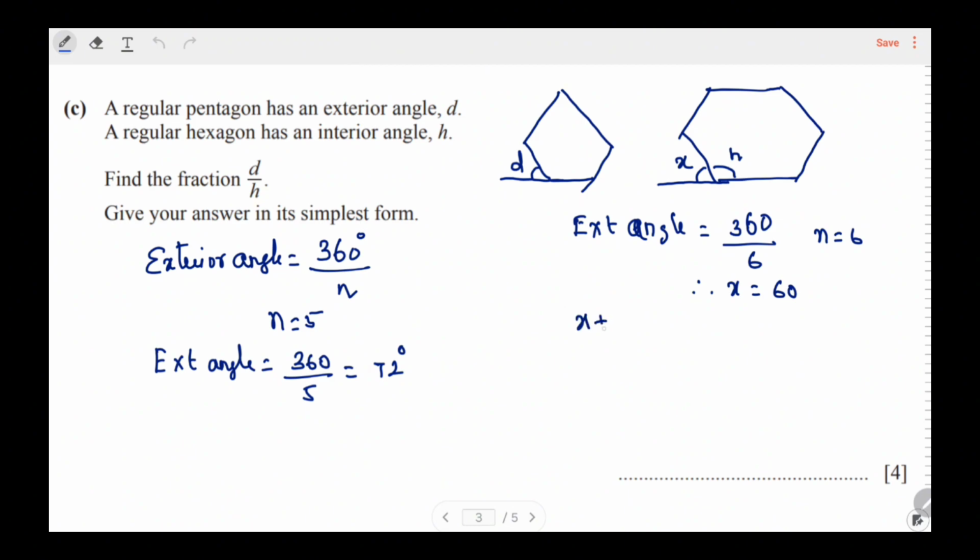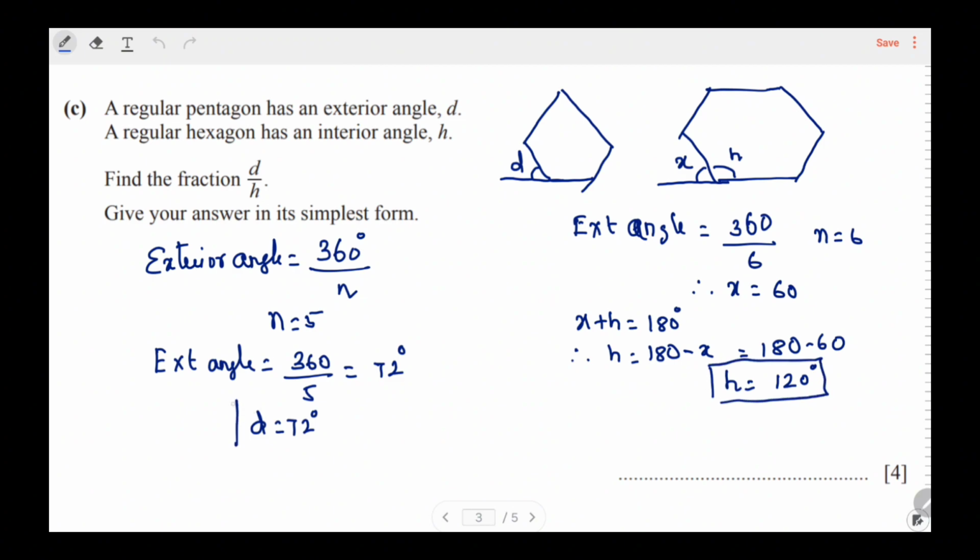So we know that x plus h form a straight line. Therefore, angle x plus angle h will be 180 degrees. Therefore, h is equal to 180 minus x, which is 180 minus 60, that is equal to 120 degrees. So now we got D as 72 degrees, H as 120. But that was not our question. They are asking to find the fraction D by H. So let me substitute the values of D and H. D is 72, H is 120. But we have to present the answer in simplest form.